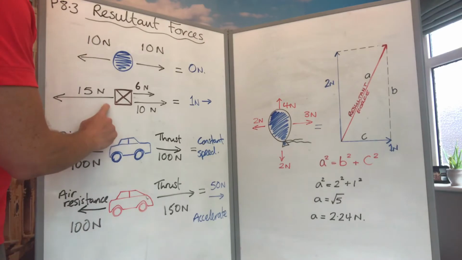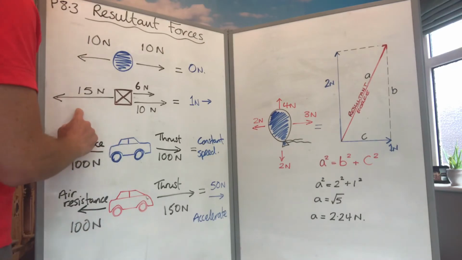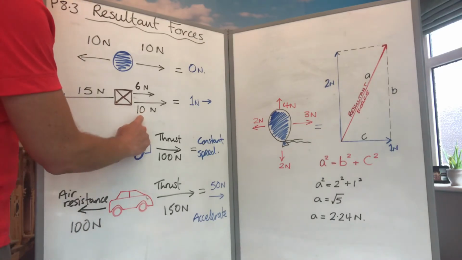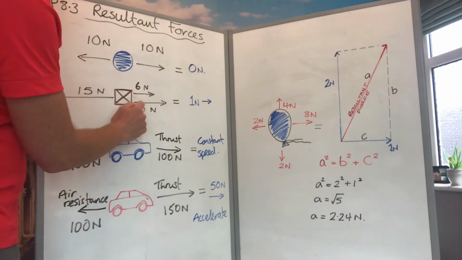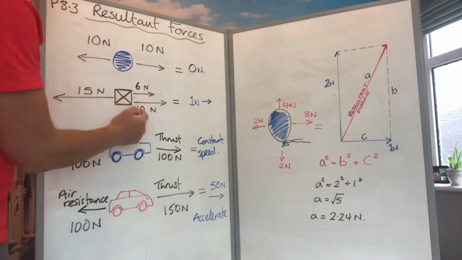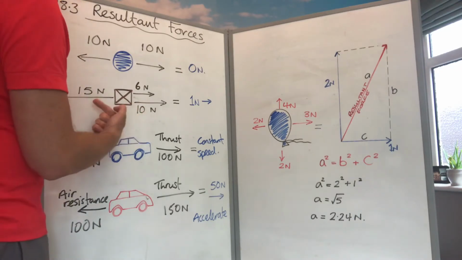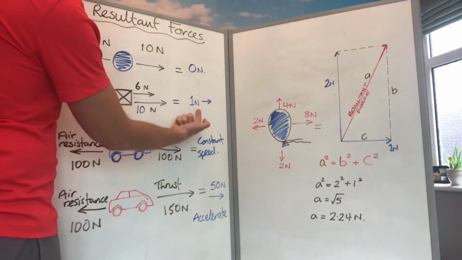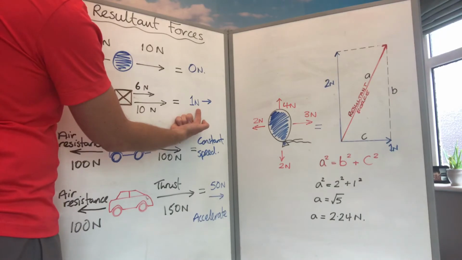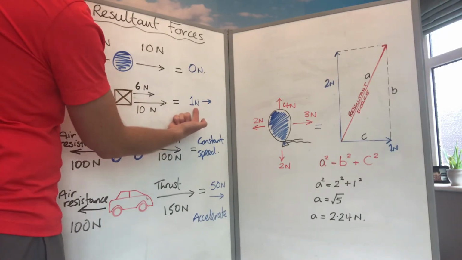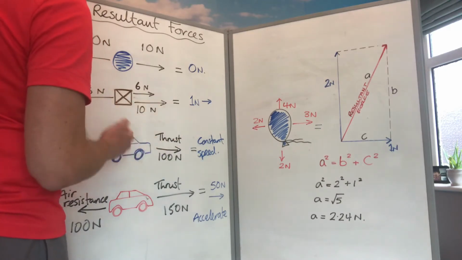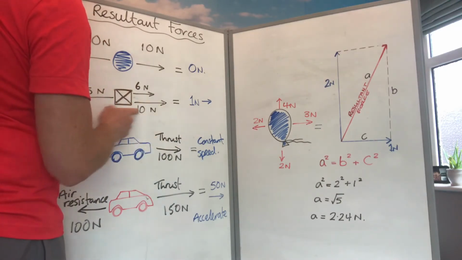The box here has 15 newtons pulling left, but a force of 10 and 6 pulling right. So we add these two together because the arrows are in the same direction. So 16 newtons to the right, 15 newtons to the left, gives us an overall force, a resultant force of 1 newton to the right. So we put the size of the force and the direction of the force in there. So this box will start to move to the right.